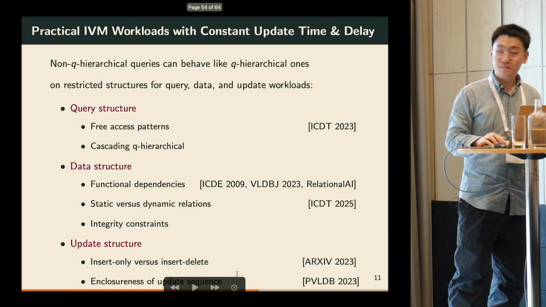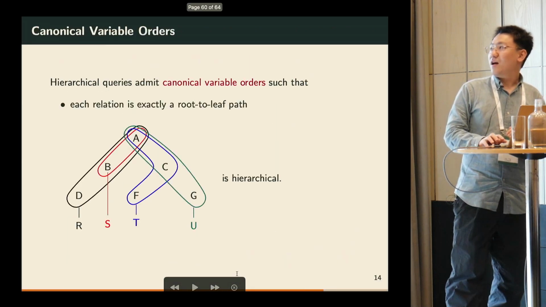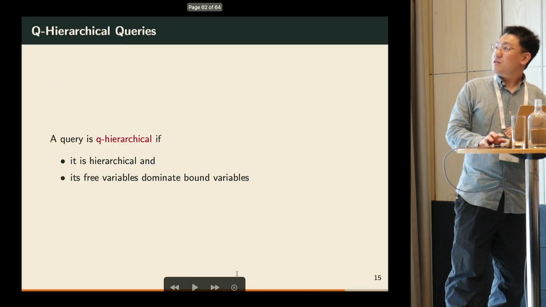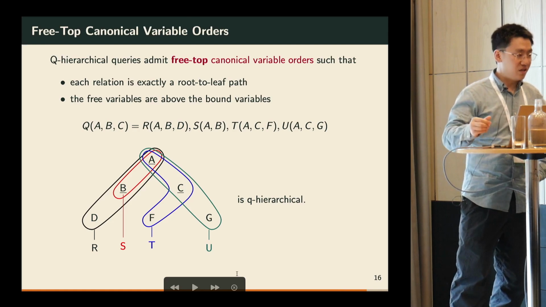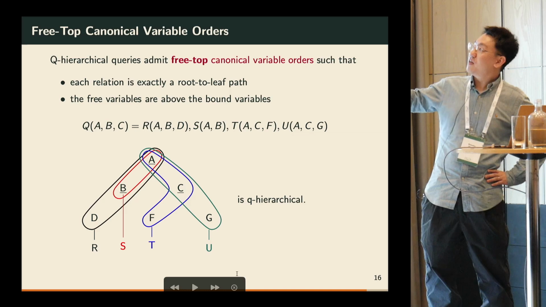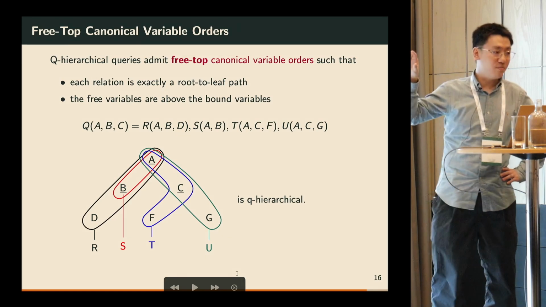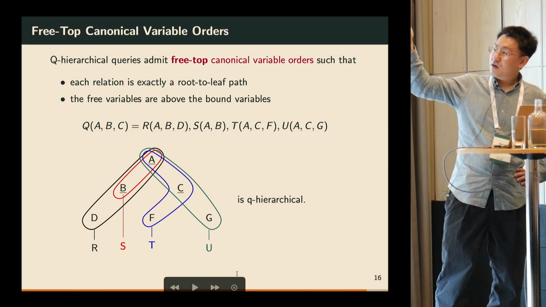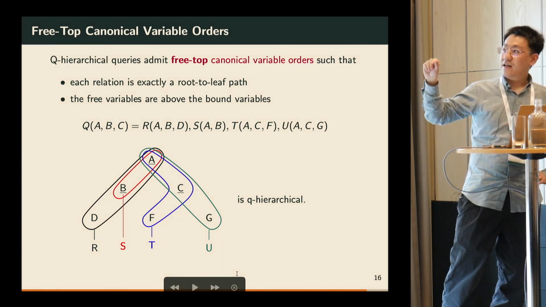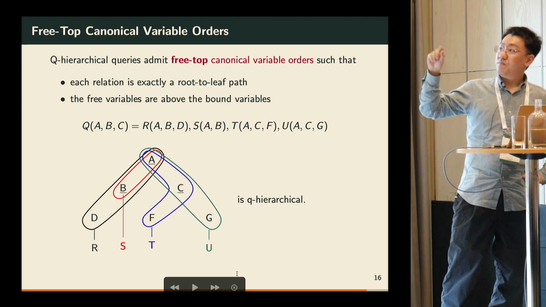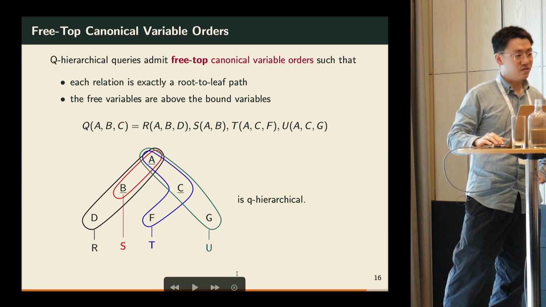So you keep mentioning this term Q-hierarchical. Can you give us some intuition? What are they? So Q-hierarchical is defined by both. First, it is a hierarchical query. A hierarchical query means that, given a query, we can construct a variable order such that every relation is exactly a root-to-leaf path in the variable order. And the property Q there means the free variables need to be connected at the root. So that's an example of it.